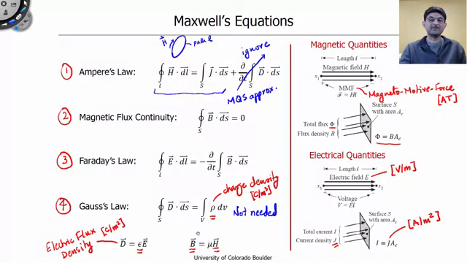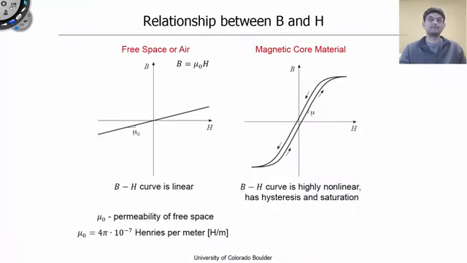Next, let's explore the relationship between B and H in more detail. As stated earlier, the relationship between the magnetic flux density B and the magnetic field H depends on the properties of the material in which these fields are present. In free space or air, the relationship between B and H is linear. In that case, B is simply given by mu naught times H, where mu naught, the slope of this line, is the permeability of free space.